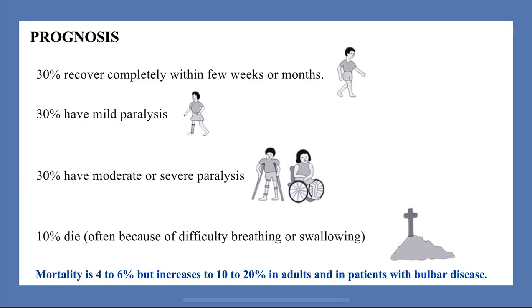Mortality is 4 to 6%, but it has increased to 10 to 20% in adults and the patients who are presenting with bulbar disease. So once the brainstem is involved, what happens? It will affect the respiratory muscles, so there will be difficulty in breathing, difficulty in swallowing, and the patient ends up in respiratory failure, cardiovascular arrest, and death.